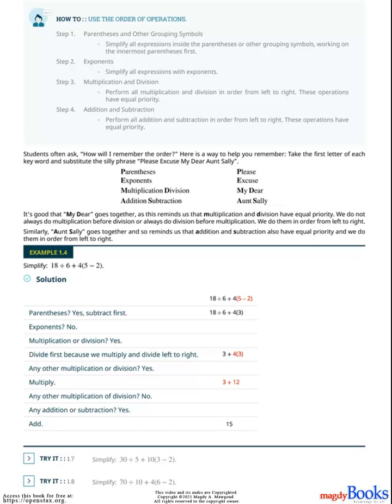Any other multiplication or division? No. Any addition or subtraction? Yes. Add. 15. Try it 1.7. Simplify 30 divided by 5 plus 10 times, open parenthesis, 3 minus 2, closed parenthesis. Try it 1.8. Simplify 70 divided by 10 plus 4 times, open parenthesis, 6 minus 2, closed parenthesis.